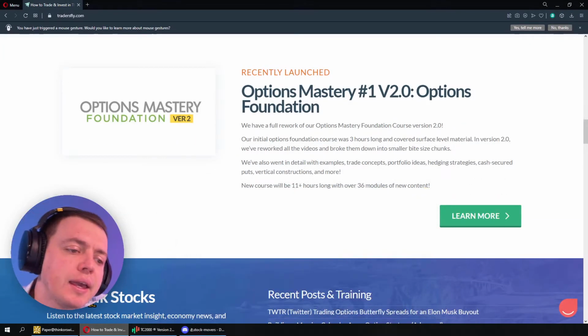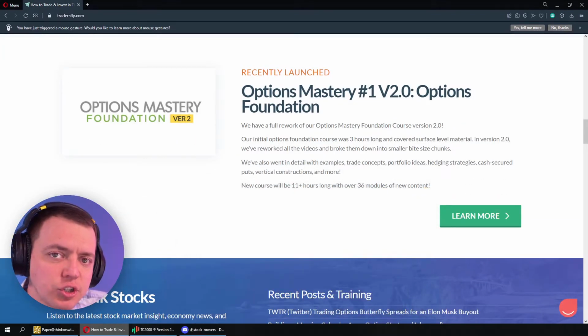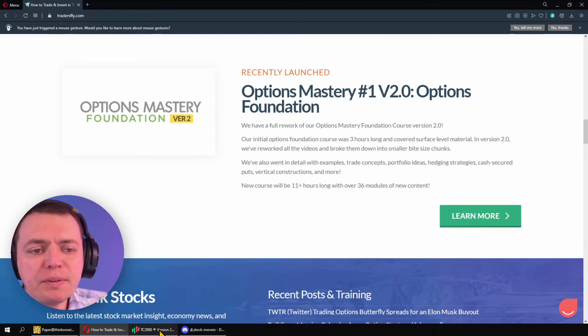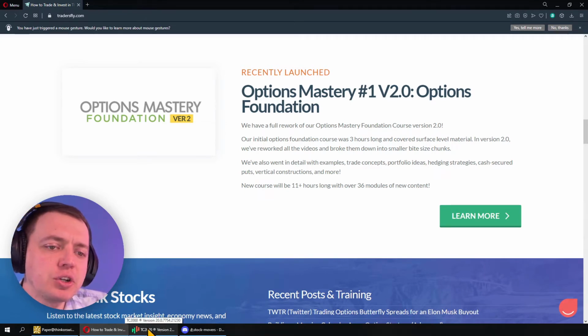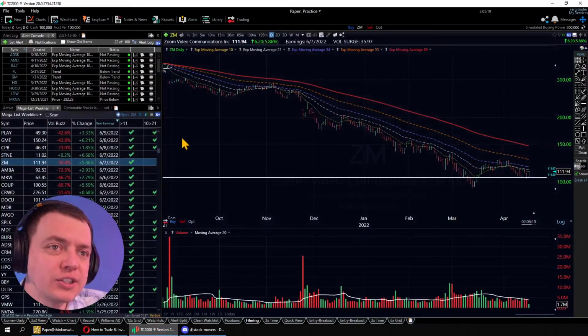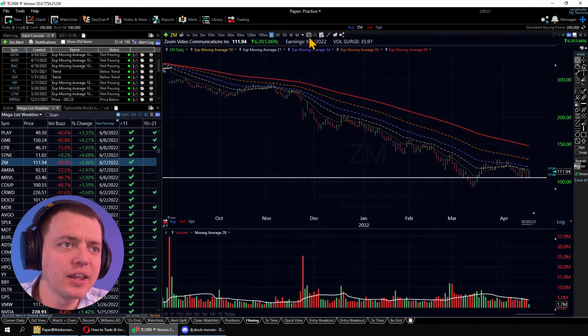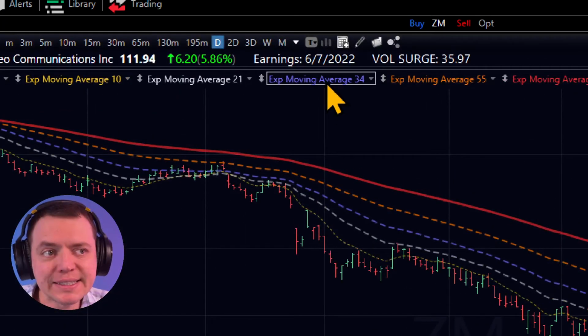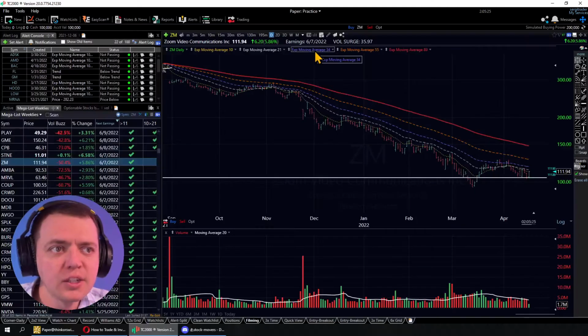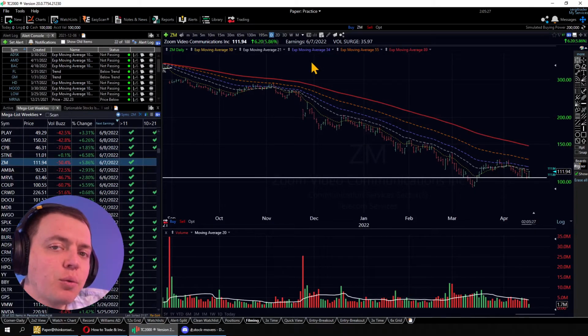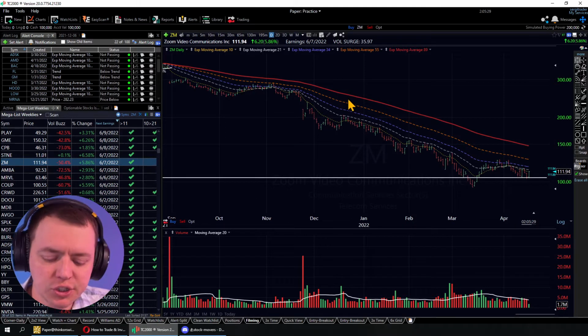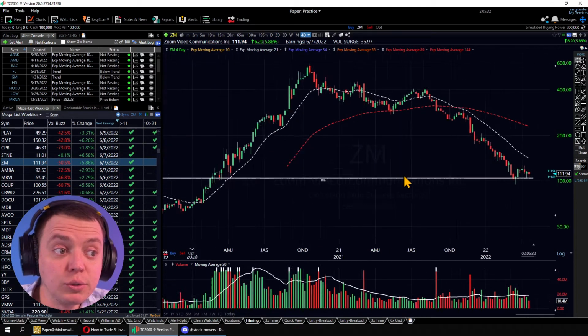I want to show you a bullish diagonal construction on Zoom. Before doing any kind of trade, you always want to check when the earnings are. So in my case, this one, the earnings are 6/7/2022. So it's for a while. And because of that, we have some time that we can do a bullish construction on it, or we can do a trade on it.